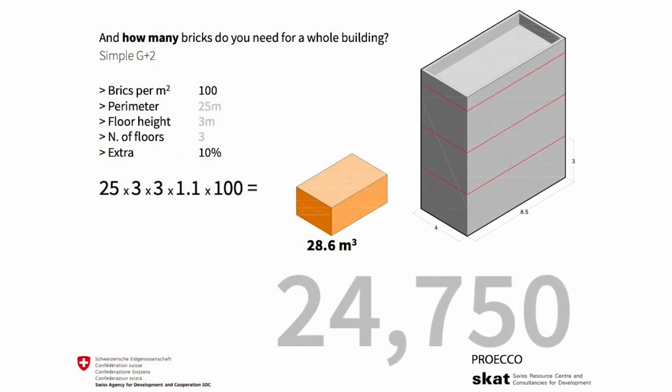To simplify the procurement process, we can do a simple calculation where perimeter and height of the building can be multiplied to quickly obtain the total masonry surface. We then factor in an extra 10% that takes into consideration discarded and broken bricks. Lastly, we multiply the total by 100, the number of bricks per square meter we established in the previous slide. This gives us a quick but useful estimation of the bricks required to complete the construction, and we will be sure to place an order of the correct quantity.